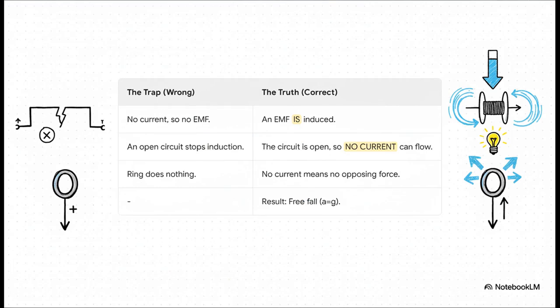Here's how they try to trick you. The common mistake is to think that a cut in the ring just means nothing happens. That is wrong. As the magnet falls, the magnetic flux through the ring is definitely still changing, so an EMF, a voltage, is induced. But, and here is the key, because of that cut, the circuit is open. There's no complete path for the current to flow. And if there's no current, there's no induced magnetic field, and therefore no opposing force. So the magnet just free falls. That means both the assertion and the reason are correct, and the reason perfectly explains the assertion.